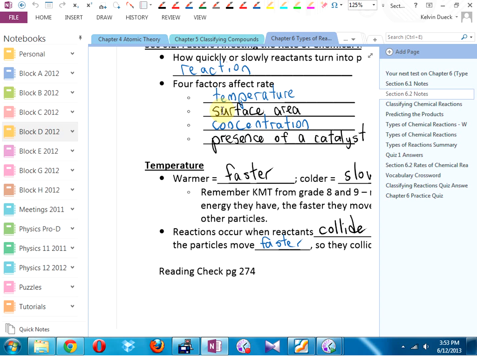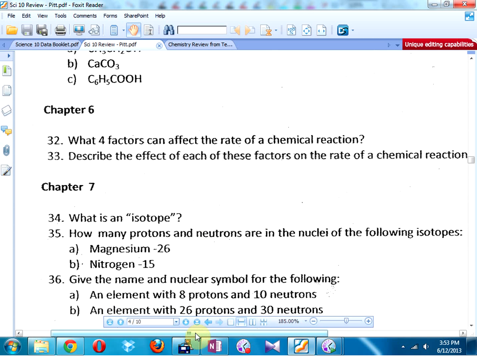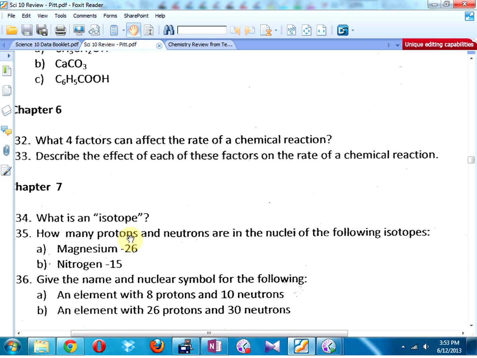You guys did pretty good on that test. So describe the effect. Temperature goes up, reaction goes up. Surface area goes up, reaction speed goes up. Concentration goes up, reaction goes up. Catalyst speeds up the reaction, and if you have more catalyst, you'll speed up the reaction even more. Okay.